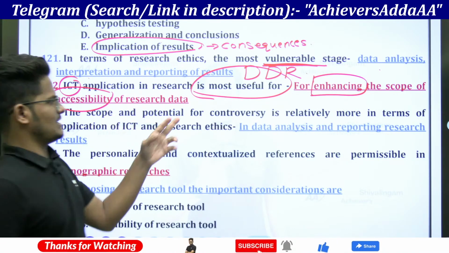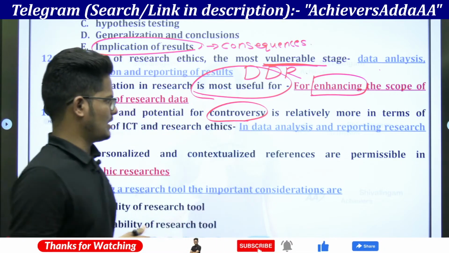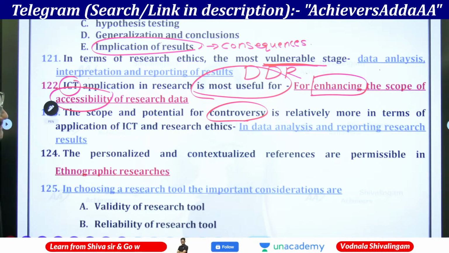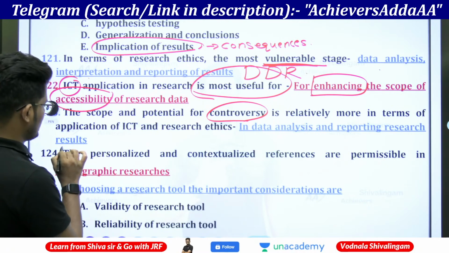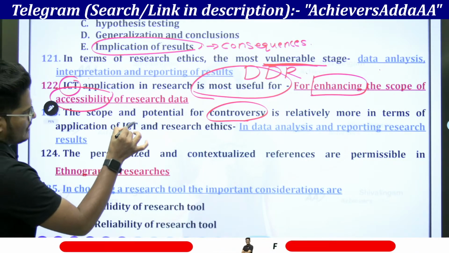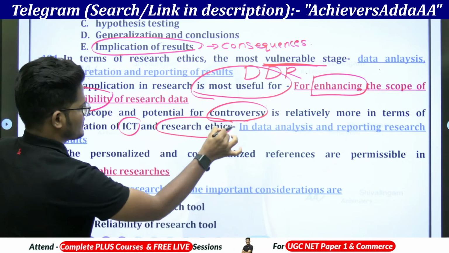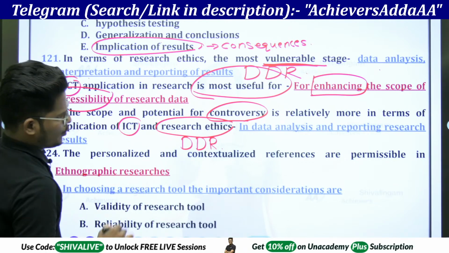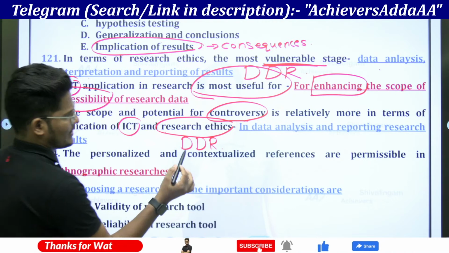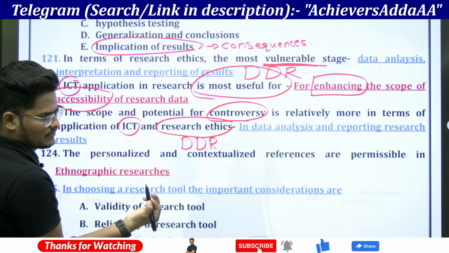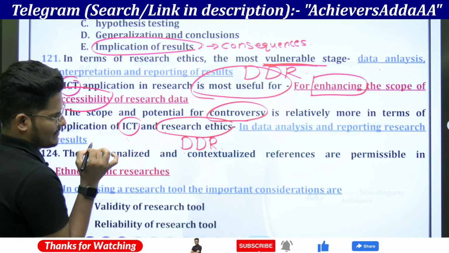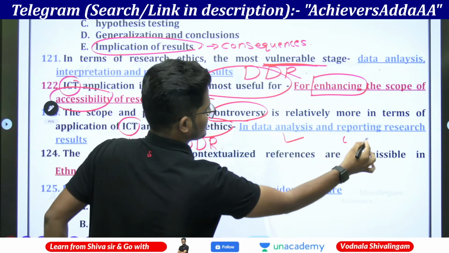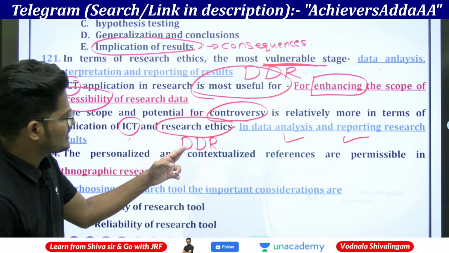Here the scope and potential controversy. Controversy means a debate or disagreeable matter, which is relatively more in terms of application of ICT and research ethics. So here in the data analysis and reporting, this controversy, ICT application and ethics in the research. Ethics in research is required in data collection, data analysis and reporting. Whereas ICT as well as ethics both are required, because ICT isn't required in reporting. ICT is required only in collection and analyzing. ICT requirement and research ethics requirement, both put together will be there in the analysis and reporting part. Sorry, ICT will not be there in the collection part.